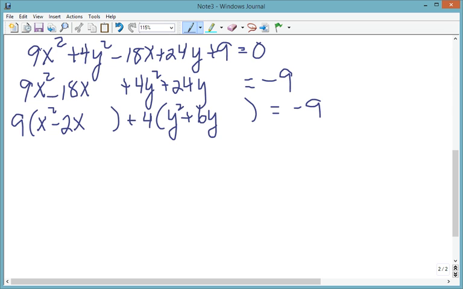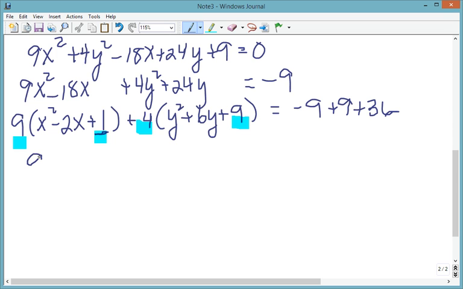So I'm looking for what goes right here, and I take half of the -2, which is -1, square it is +1. But when I write that 1 in there, I've really taken 9 times 1, right? So I added 9 to the equation, so I have to add 9 to this side. Now what goes right here would be half of 6 squared, so that'd be 3 squared is 9. But really, I have added in 4 times 9, so that's 36, so I have to add 36 to this side.